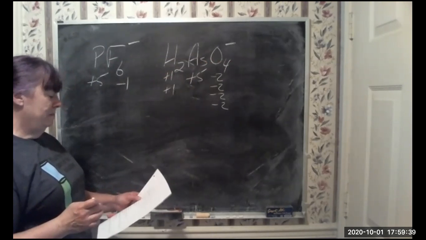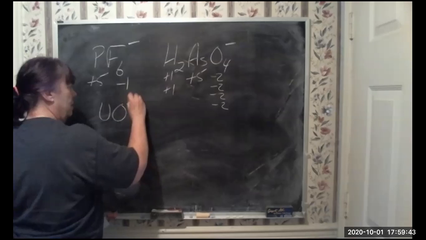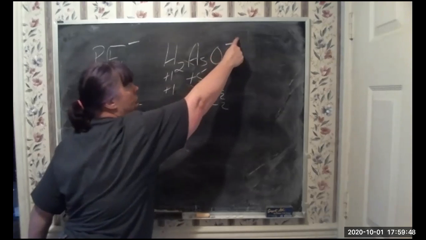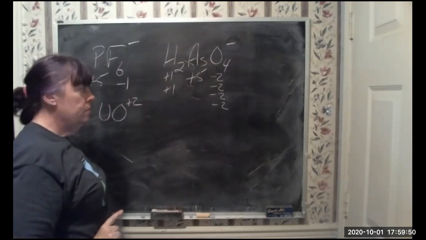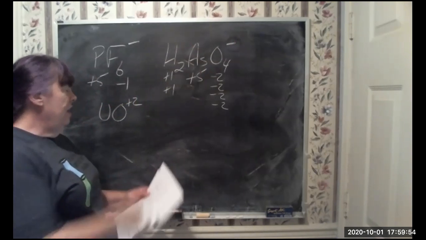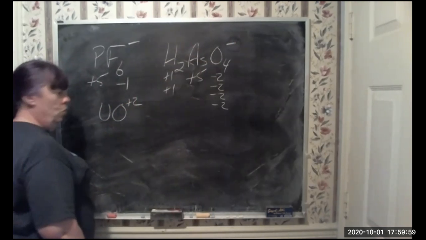Things that happen when I type. Would that be +6? No, because I don't want all of them to cancel out. I want to have 1 negative. Oh, right, left over. I got it, yeah. One of them should be remaining. Here's a uranium-containing little molecule.